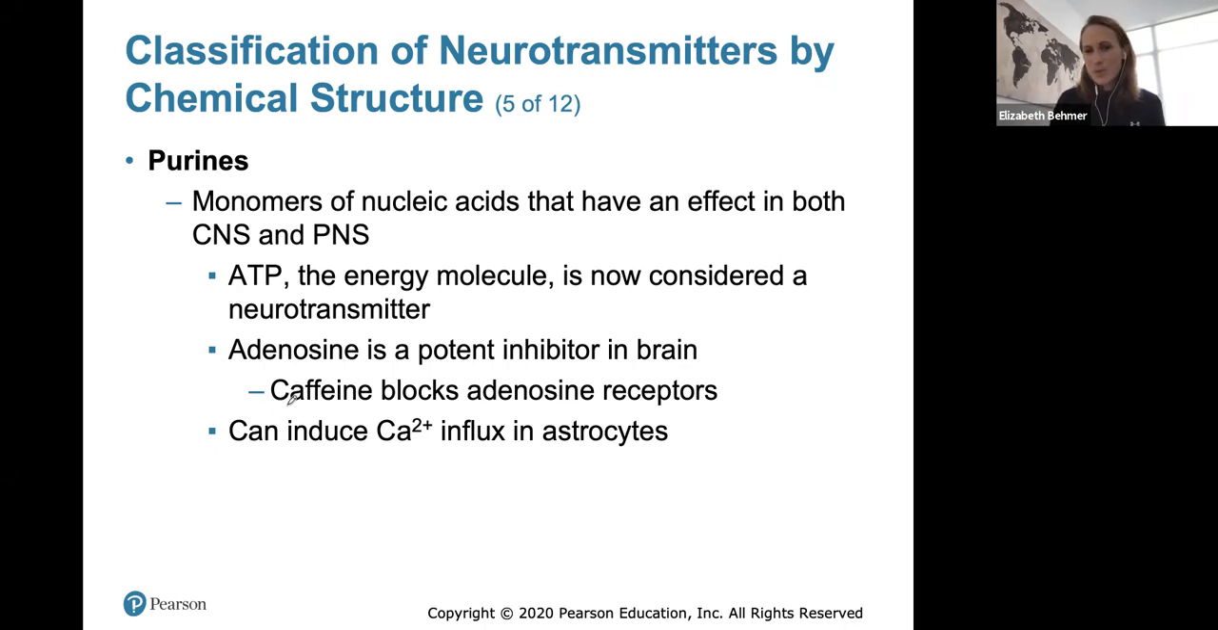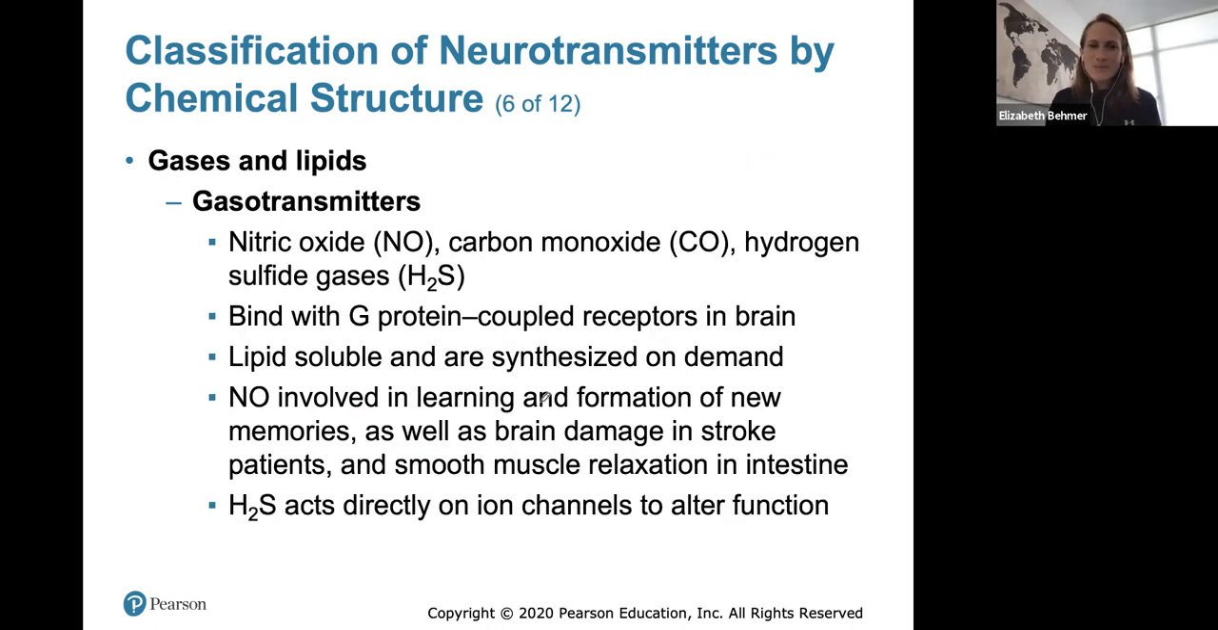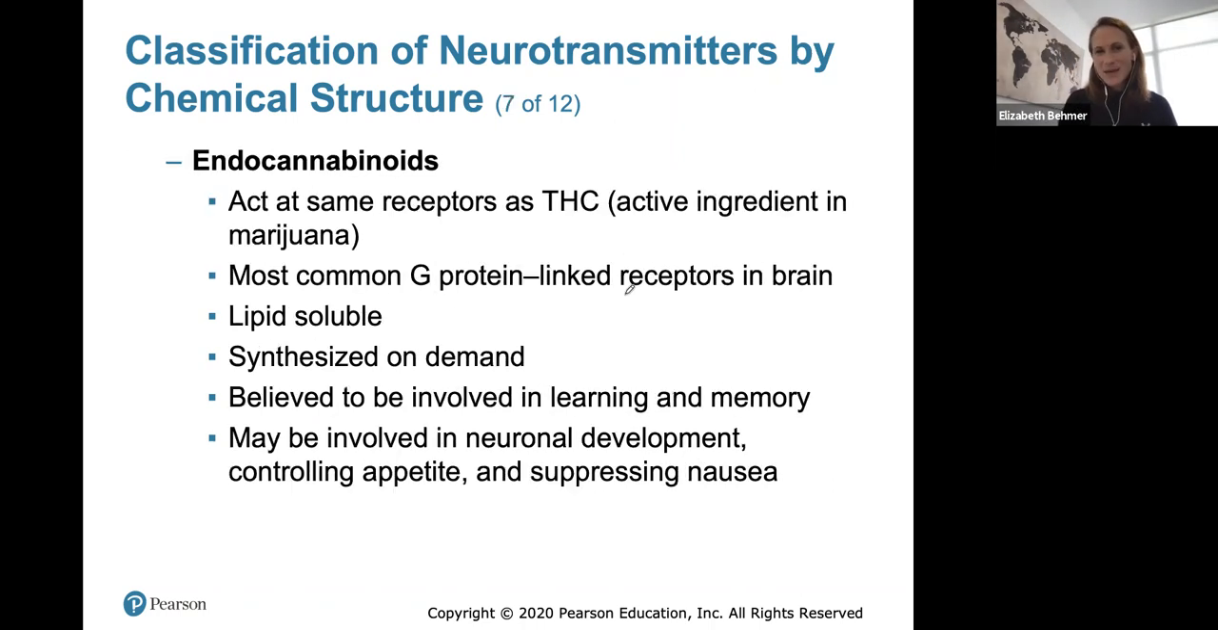Caffeine, in this example, will block an adenosine receptor. So adenosine is a potent inhibitor in the brain. So that's what caffeine specifically does. Gasotransmitters like nitric oxide, carbon monoxide, and hydrogen sulfide gas. These will directly alter receptors in the brain.